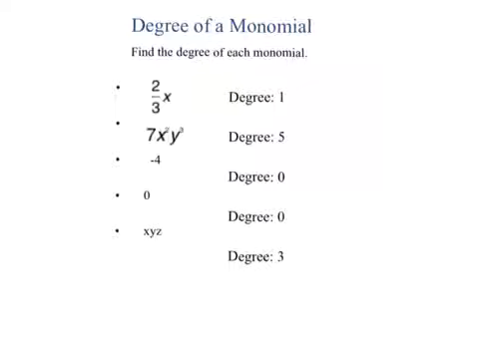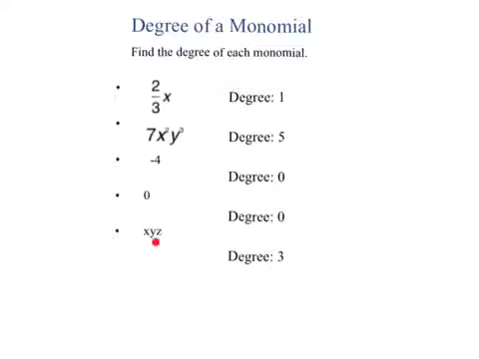For example, in the first one, there's one variable and it has an exponent of 1, so it has a degree of 1. In the second example, we have 2 variables and their exponents are 2 and 3. 2 plus 3 makes 5. In this example, the negative 4 is a number. There are no variables, so that degree is 0. The number 0 has no variables, so again that degree is 0.